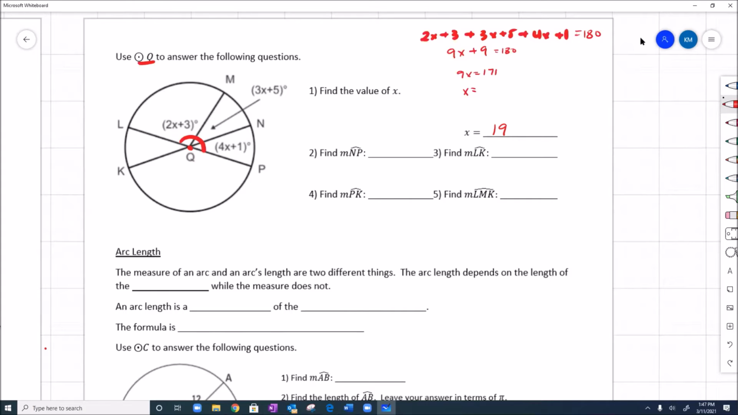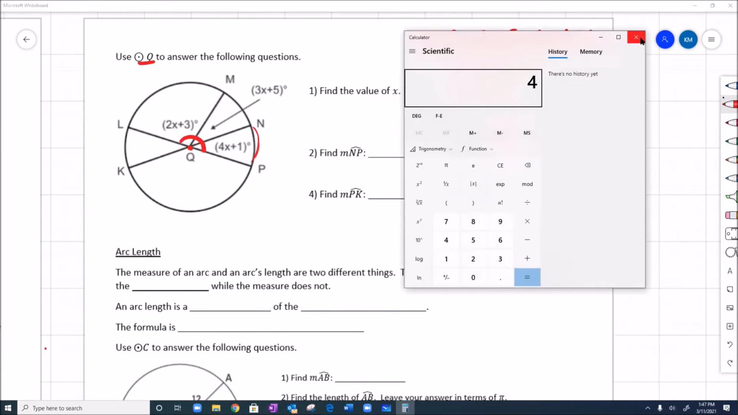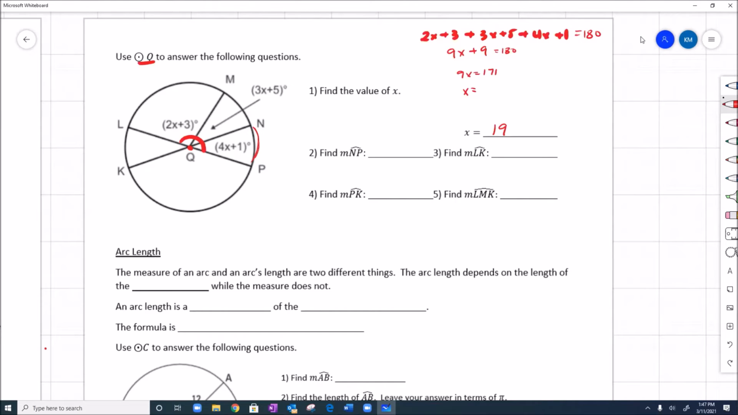Now it's asking me to find the measure of arc NP. Okay, and remember that the arc measure corresponds with the measure of its central angle. So the central angle is 4x plus 1. The measure of the arc is 4x plus 1. So we have 4 times 19 plus 1. So we find that that arc is 77. Again, 4 times 19 plus 1.